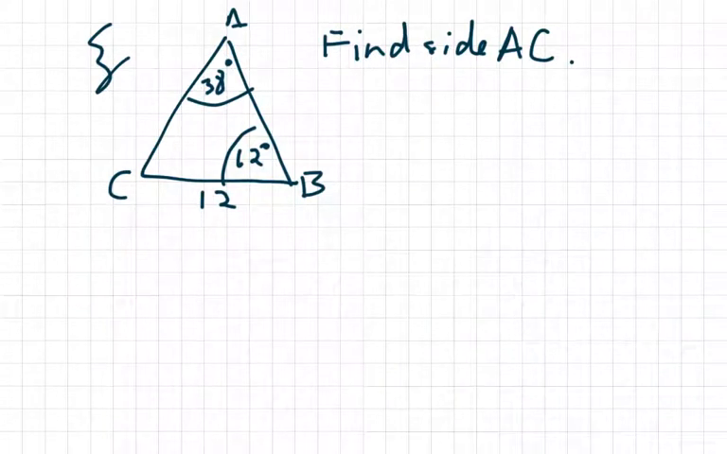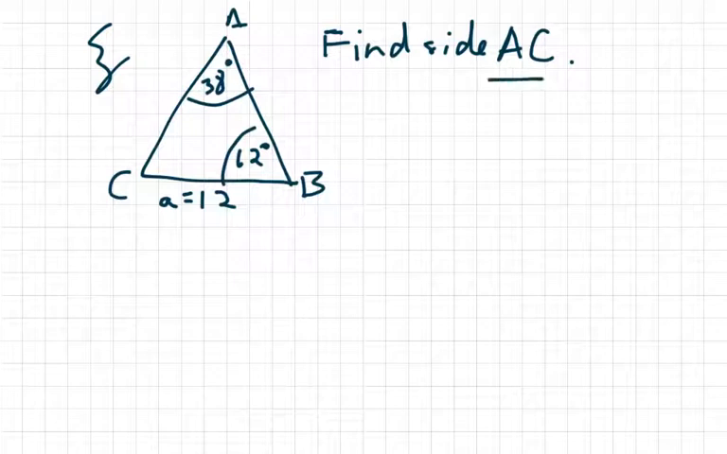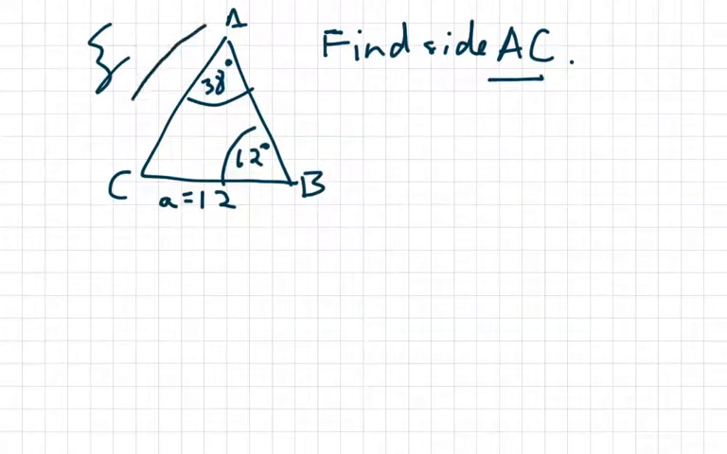We've got a triangle ABC. We've got angle A is 38 degrees. We've got angle B is 62 degrees. And then side A is equal to 12, or some people would call that side BC. The question says, find side AC. Well, I don't really like that terminology. When I look at the triangle here, I see that side AC is the same as the side B. So I'm going to call it side B, but that's the way I like to do it.